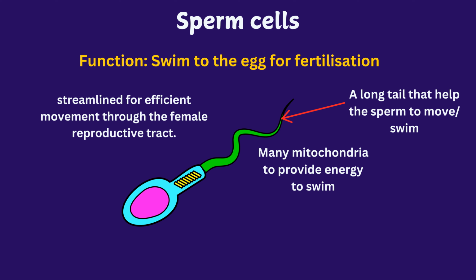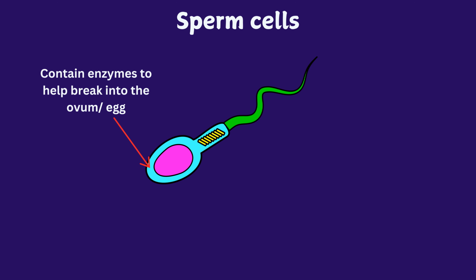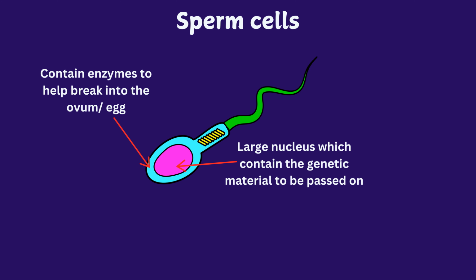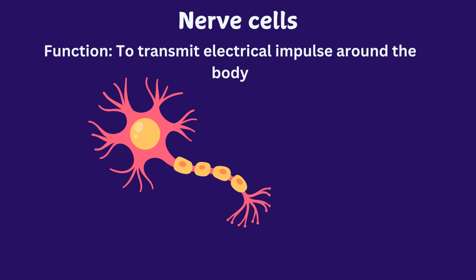The sperm cell has many mitochondria to provide the energy the sperm needs to swim to the egg. When the sperm cell gets to the egg, it needs to pass on the genetic material that it is carrying. And so the sperm cell contains an enzyme that helps the sperm to break into the egg. The sperm cell also has a large nucleus which contains the genetic material to be passed on. The nucleus contains half the number of chromosomes so that when it fuses with the egg, the full set of chromosomes is restored.